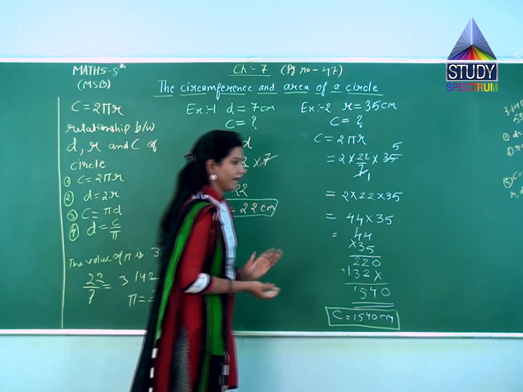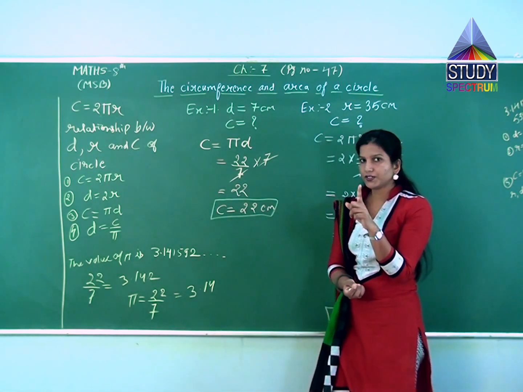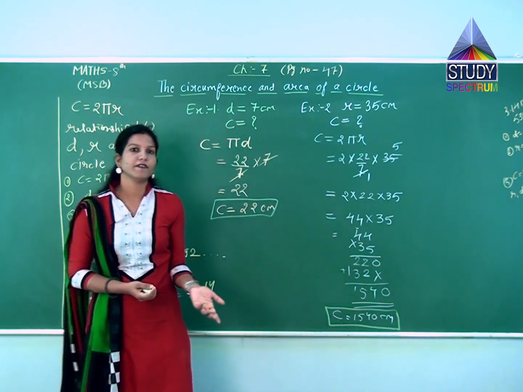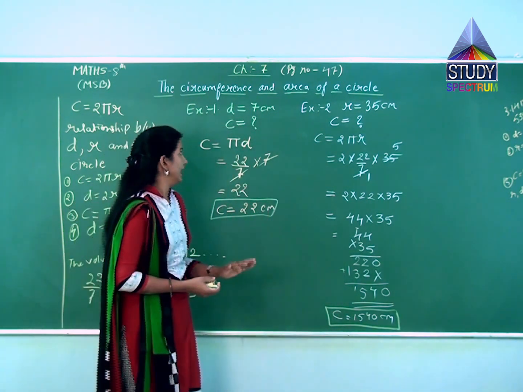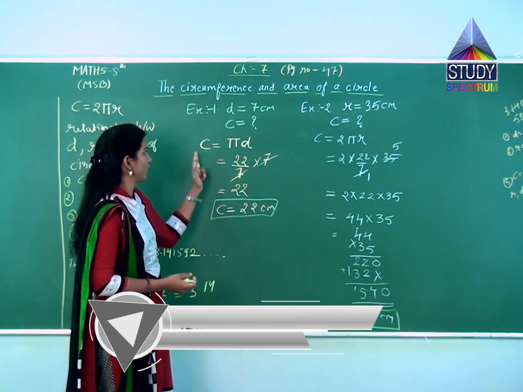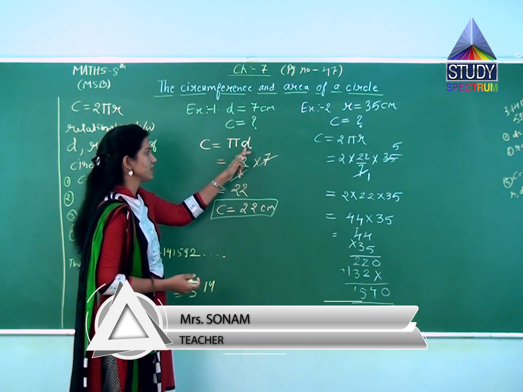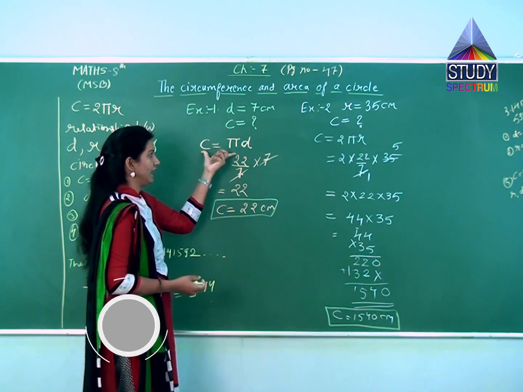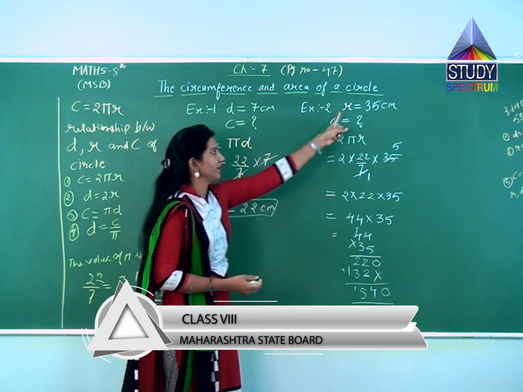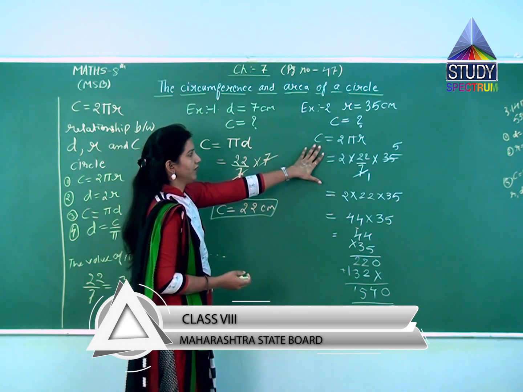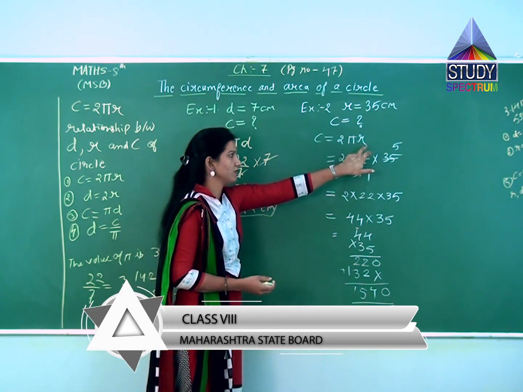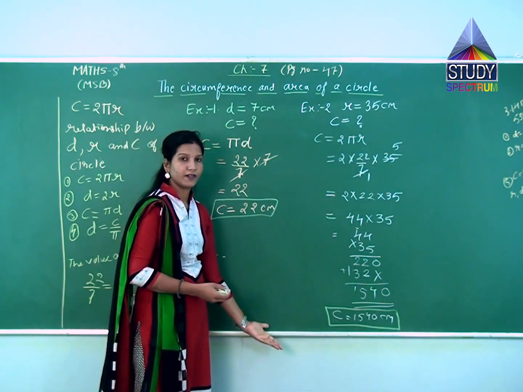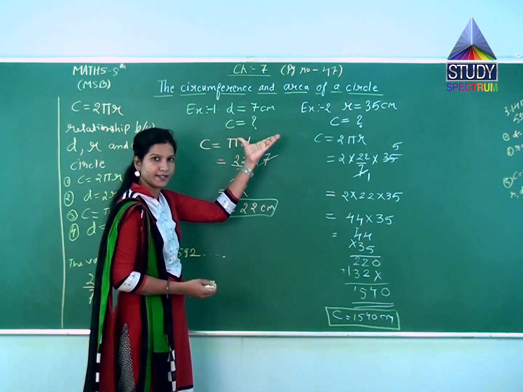So students, we have solved here two questions. In the first question we were given the diameter of the circle, and in the second question we were given the radius of the circle. In the first example we used the formula C is equal to pi d, because the value of d is given. In the next example we were given the radius, so we used the formula C is equal to 2 pi r, because radius is given. And after solving both the sums we get our desired circumferences for these circles.